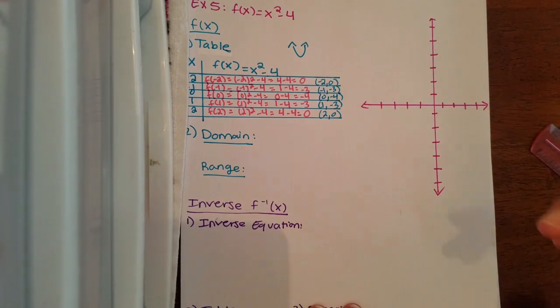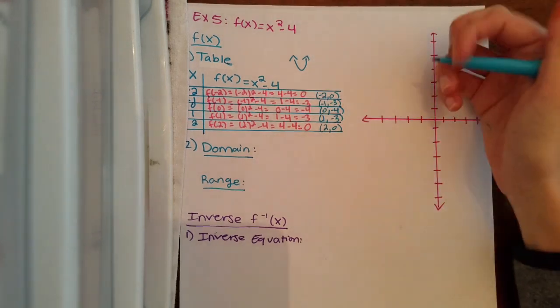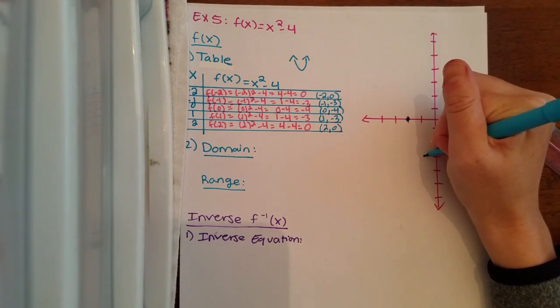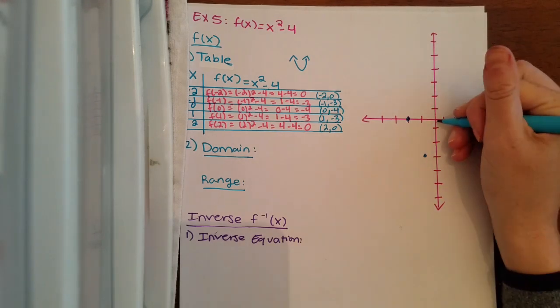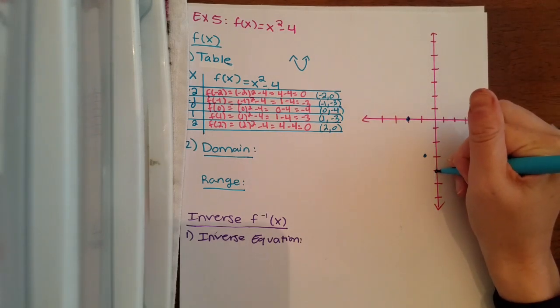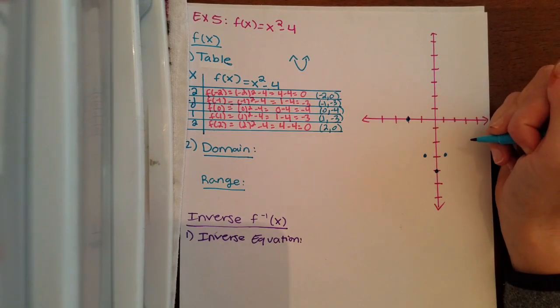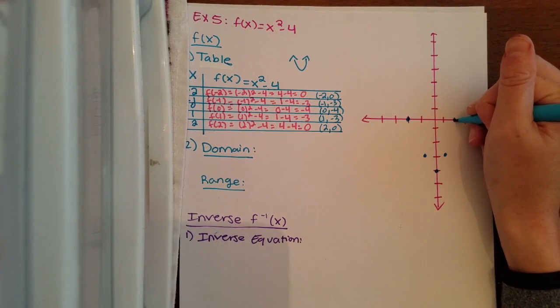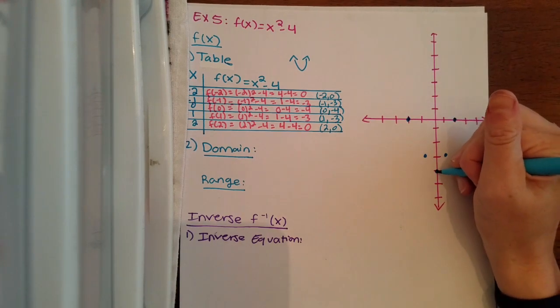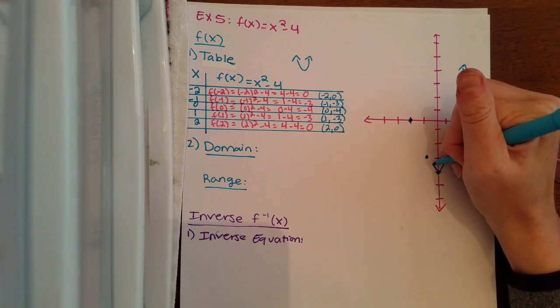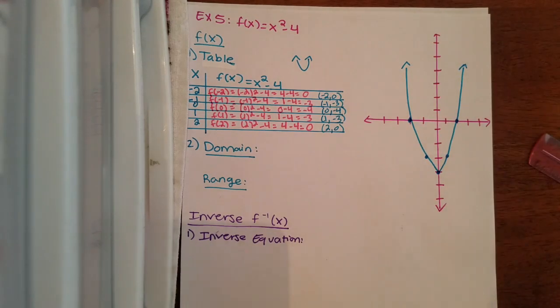So my first point is at -2, 0. Bam! My next point is at -1, -3. Bam! My next point is at 0, -4. Bam! My next point is at 1, -3. Bam! And my last point is at 2, 0. Holy hot dog, you guys, I'm seeing that U shape. Look at that. There it is. Lovely. Alright, so this is our original function graphed.